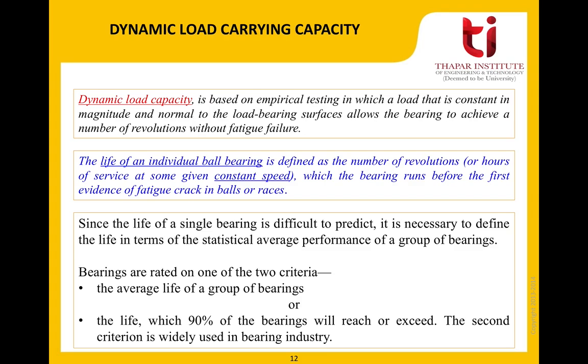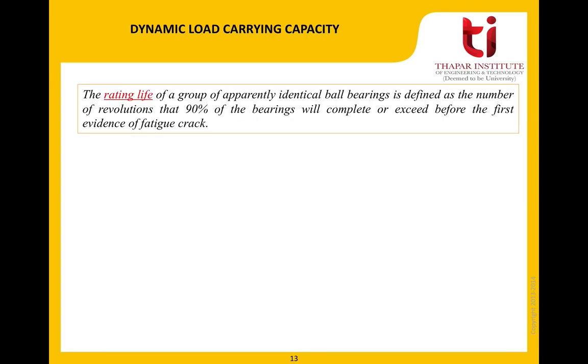Now, based on this idea, the bearings are rated on one of two criteria. First, either the average life of a group of bearings, or the life which 90% of the bearings will reach or exceed. The second criterion is widely used in the bearing industry. Based on the second criterion, we have a new term, which is rating life. Now the rating life of a group of apparently identical ball bearings is defined as the number of revolutions that 90% of the bearings will complete or exceed before the first evidence of fatigue crack.